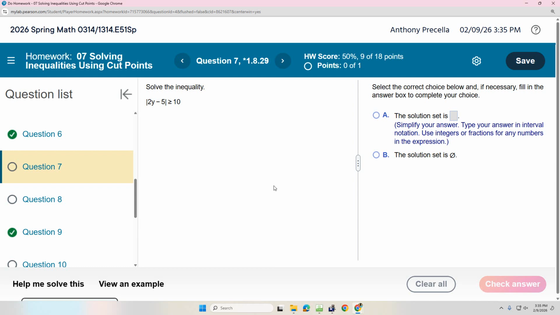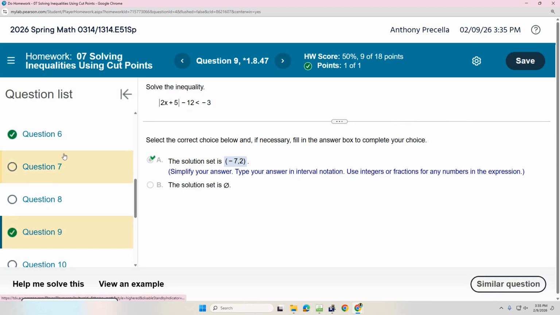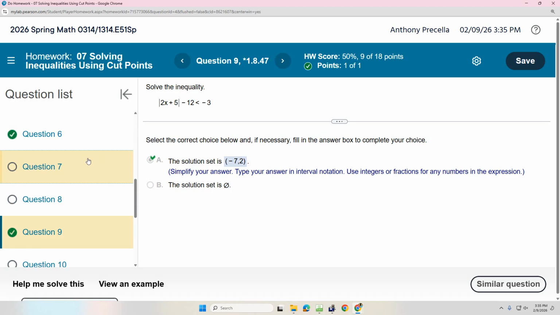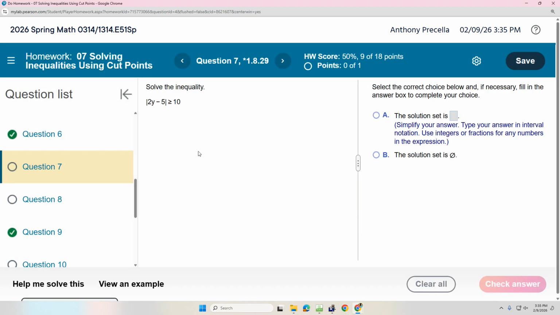Number 7. Solve the inequality. Once again, nowhere do they mention cut points. When you see a problem with a less than or a greater than, the absolute value of 2y minus 5 is greater than or equal to 10.